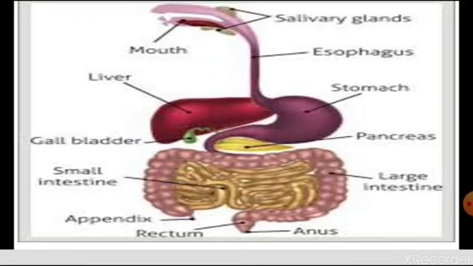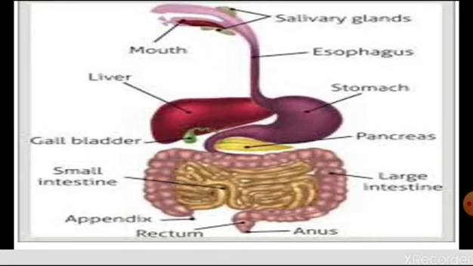Here the human digestion starts first in the buccal cavity, that is the mouth. The buccal cavity consists of the teeth, tongue and the salivary glands. There are 3 pairs of salivary glands. They secrete salivary amylase or ptyalin. Here they are responsible for the digestion of carbohydrates. So the first digestion that takes place is that of carbohydrate.